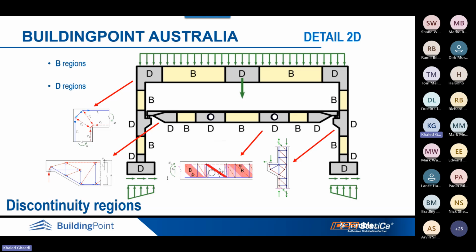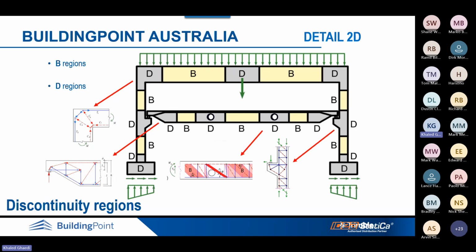as you can see in this slide, like B regions. We don't have any problem. But once it comes to the D region or disturbed region, like the concrete joints, column and beam joints, or maybe a member with opening, or at the corbel location, or even at the pile cap location or foundation location.